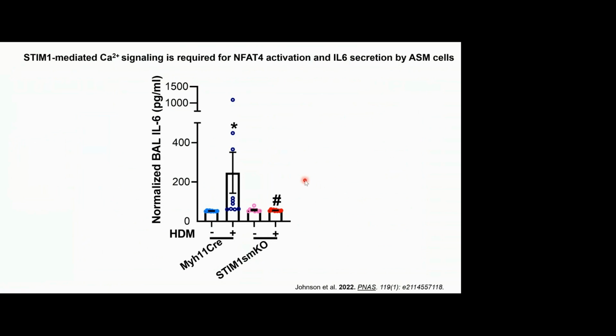It's IL-6, and this is IL-6 in the bronchoalveolar lavage. You can see that it's mostly in the house dust mite challenged mice, which is the model of asthma, the Cre mice, which are the control, but not much in the STIM1 smooth muscle knockout. So this really suggests that the smooth muscle in these situations behaves like an immune effector. And in the paper, you can look at some RNA sequencing and mechanistic biochemistry connecting NFAT4 to IL-6 specifically in smooth muscle. So this IL-6 is coming specifically from the smooth muscle.